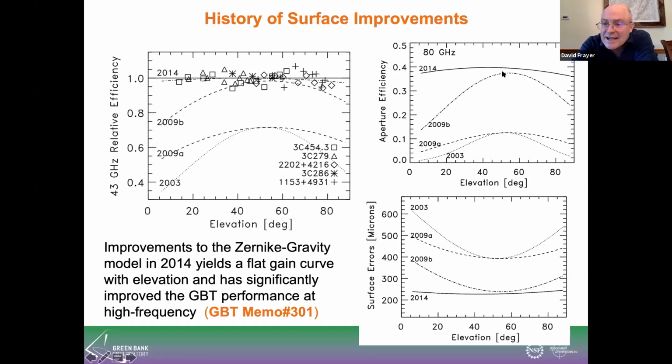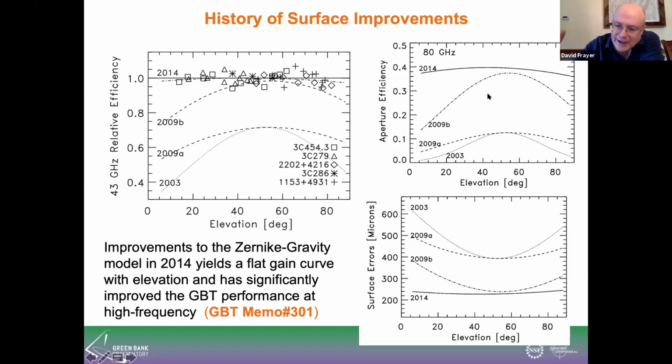But even when they fixed the actuators, you could optimize the telescope for one elevation, but then it wouldn't work very well at a different elevation. So at low elevation, the aperture efficiency was still pretty low, at 10%. So we improved the model, what we call the gravity Zernike model. It was pretty good in 2010, but we updated it based on the 2014 data and really flattened our response as a function of elevation. So this is the aperture efficiency.